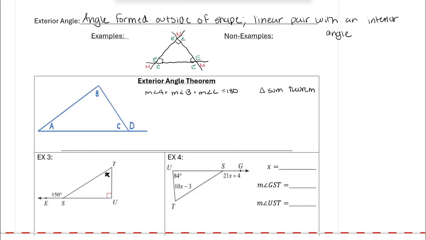which we just looked at. What we also know is the measurement of angle C plus the measurement of angle D, so D is right here, that's also going to be 180 degrees. We know that because they're linear pairs. But hold on, both of these are equal to 180 degrees. So we can set those equal. So the measurement of angle A plus the measurement of angle B plus the measurement of angle C is equal to the measurement of angle C plus the measurement of angle D.